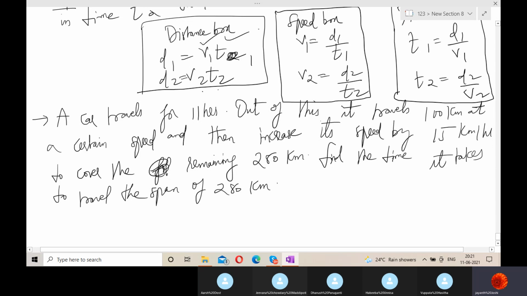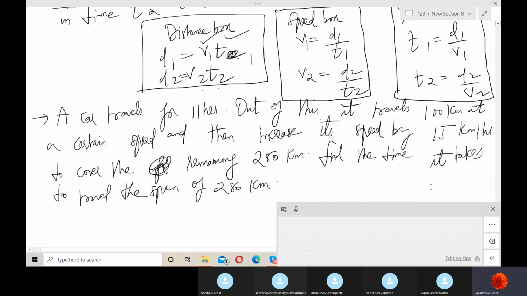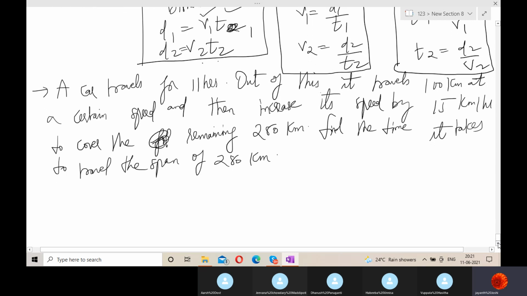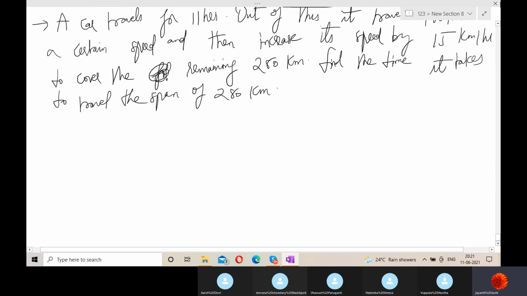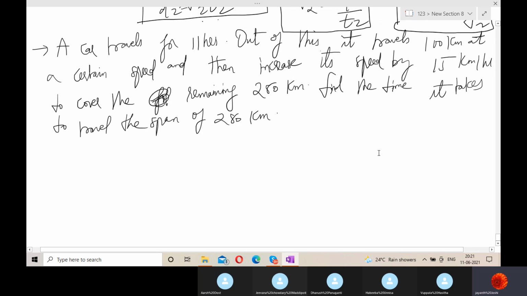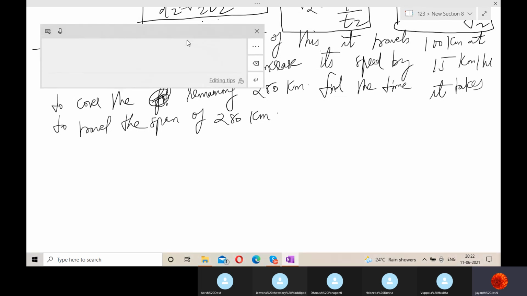Okay, so I'm not getting an answer from any one of you. Let's do this question. A car travels for how much time? As per the question, the car is traveling for 11 hours. Correct?